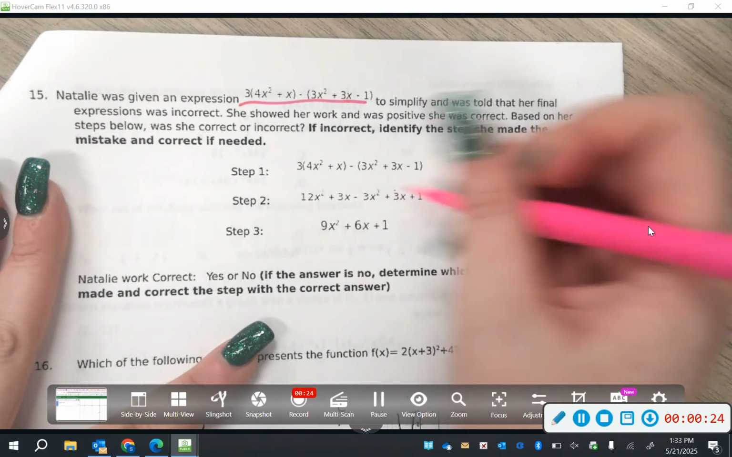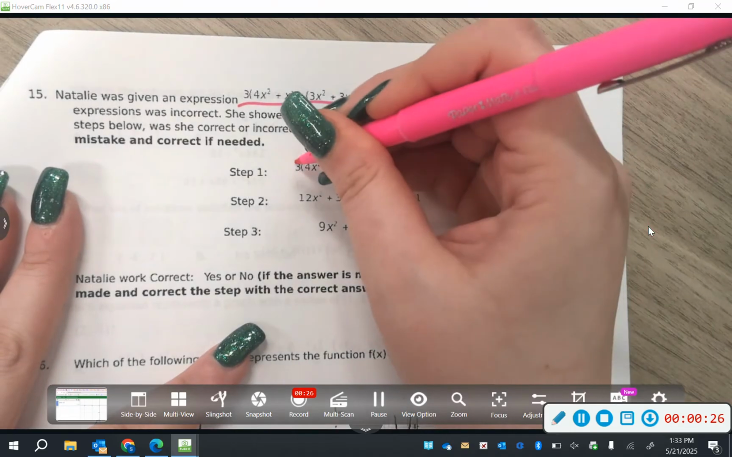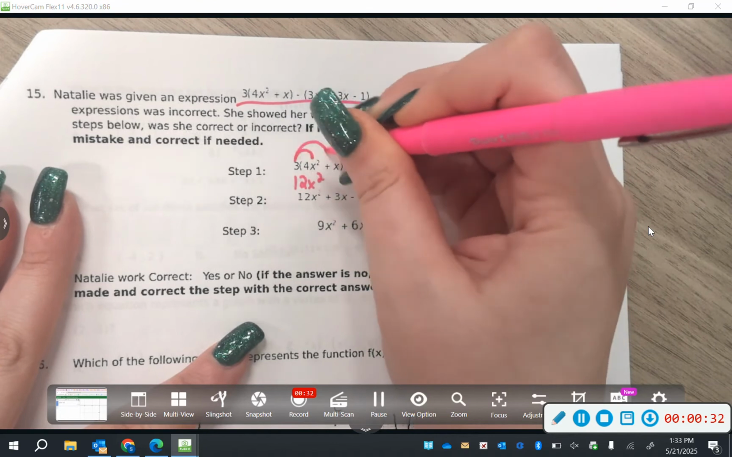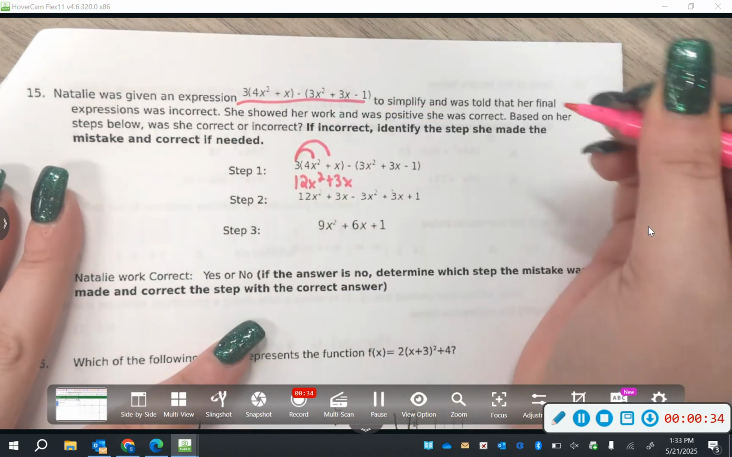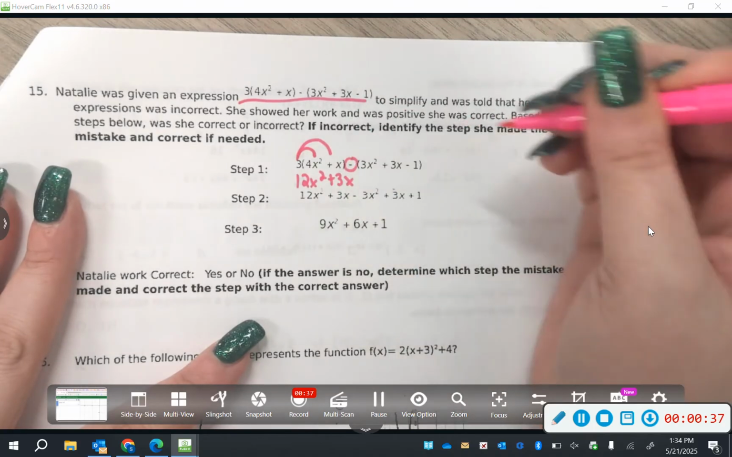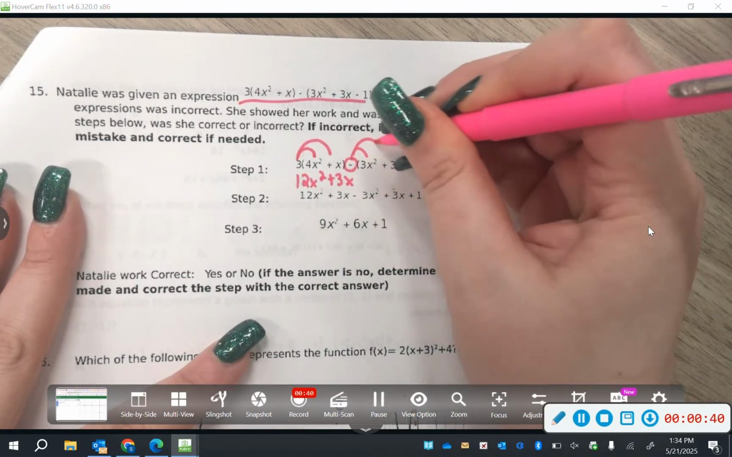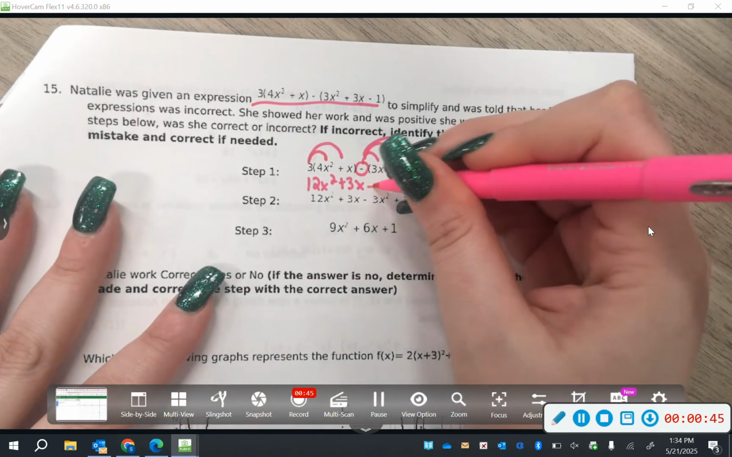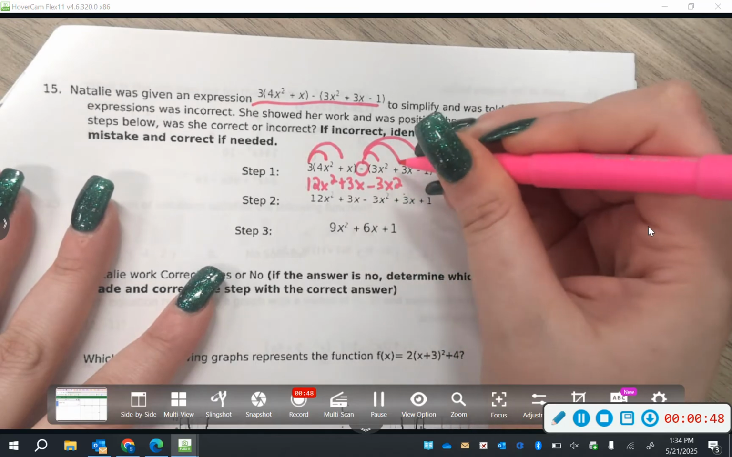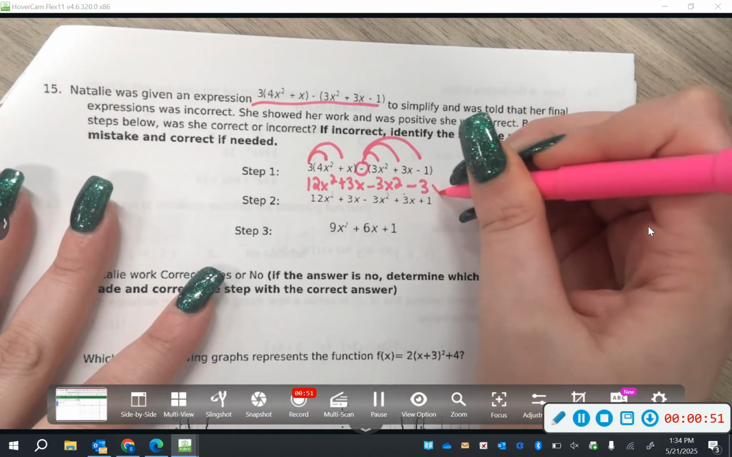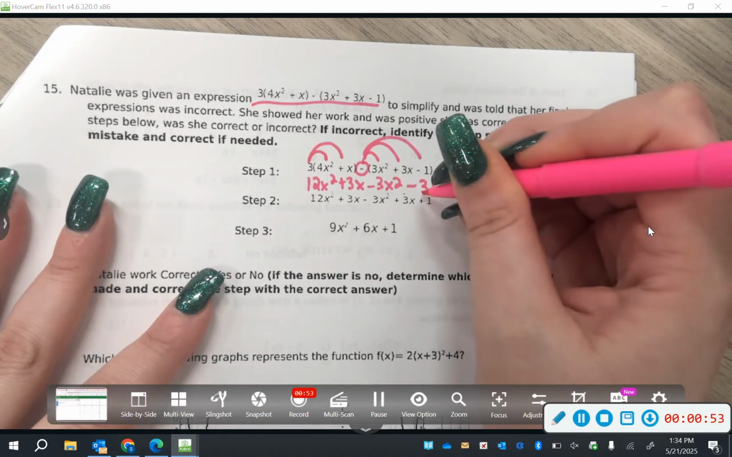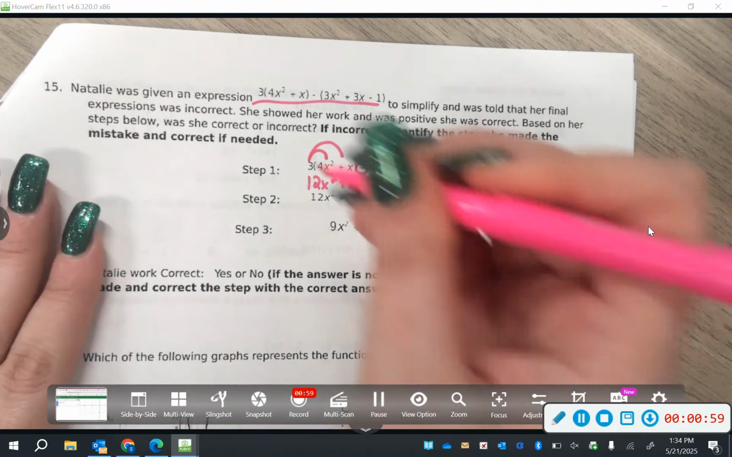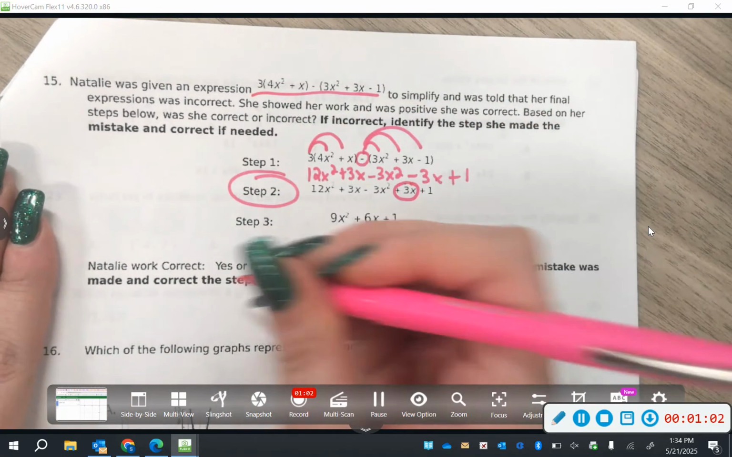Okay. Well, here's our first step. First thing we should have done is distribute. 3 times 4x squared is 12x squared. 3 times x is plus 3x. If you have a negative in front of your parentheses, all that does is change the sign of everything inside the parentheses. So this should be a negative 3x squared. This would change to a negative 3x. This would change to a positive 1. So that's what I got. Here's what she got. She put positive 3x. So she is incorrect. She messed up on step 2.